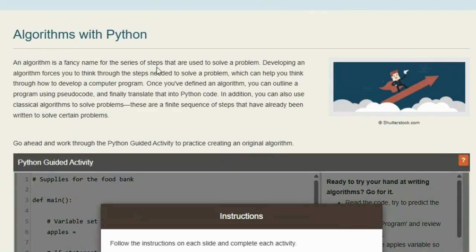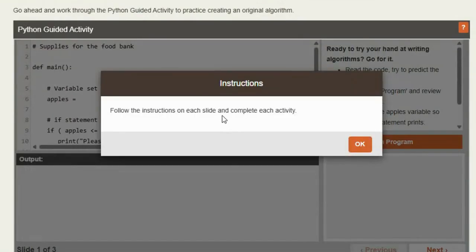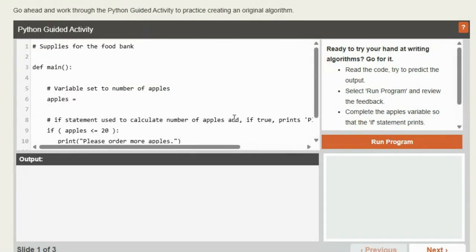Algorithms with Python. So an algorithm, that's a fancy name for just the series of steps needed to solve a problem. Developing an algorithm forces you to think through what steps do I need to do. That'll help you think through how to develop a computer program. Once you've defined an algorithm, you can outline a program using pseudocode and finally translate that into code. In addition, you can also use classical algorithms to solve problems. Those are steps that have already been written to solve problems. So let's look at this little sample program they have here.